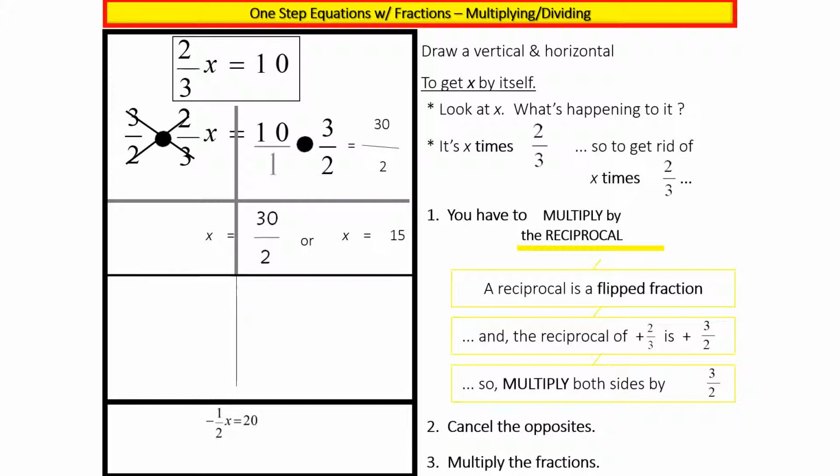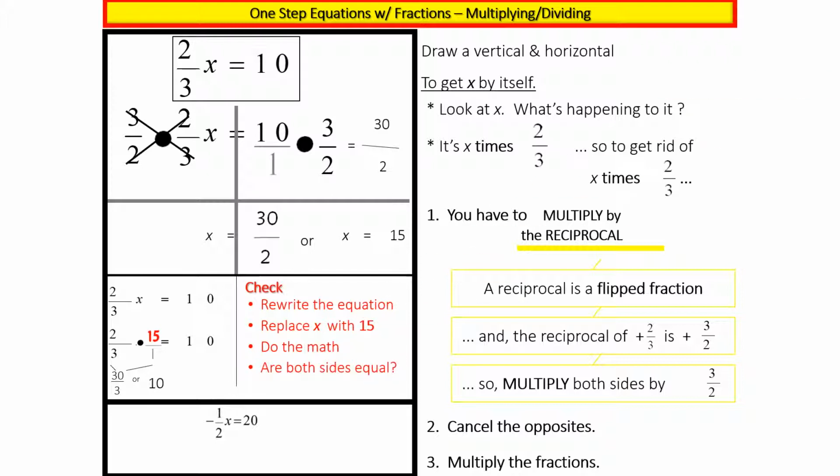Well, is that correct? I don't know. Let's check. So in order to check, we're going to rewrite the original equation, but we're going to substitute in the value of 15 for x. Now it's time to do some math. On the left-hand side, we end up with 10, and on the right-hand side, we had 10, so it looks like the solution checks out.